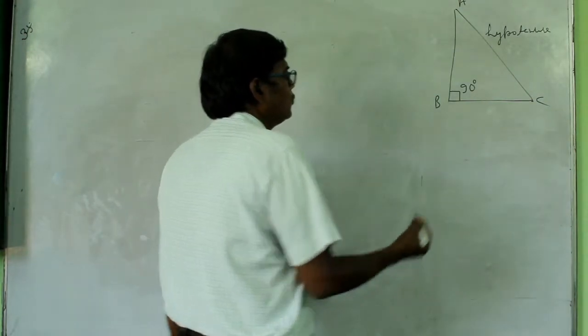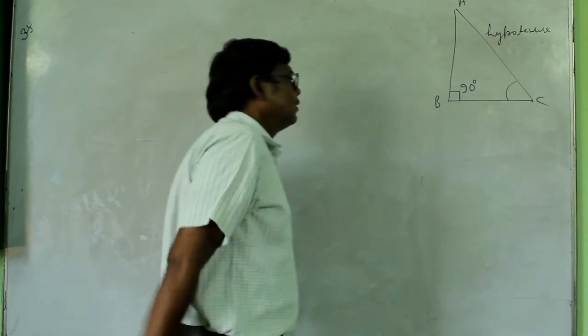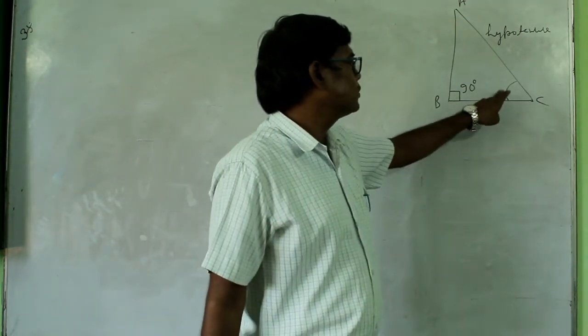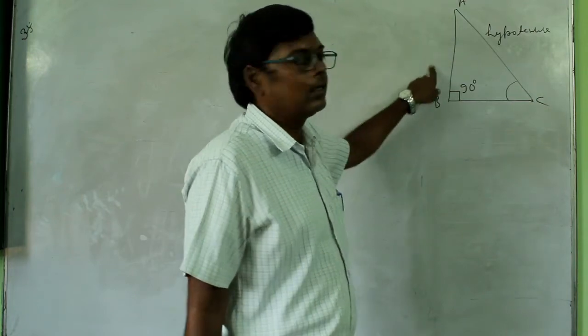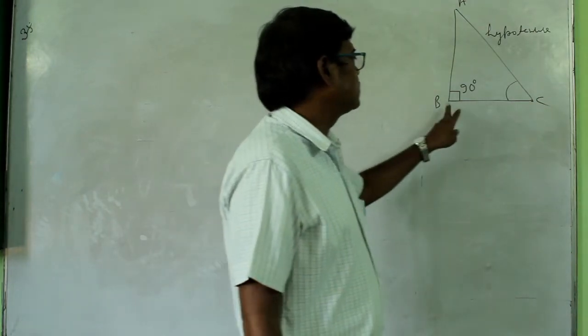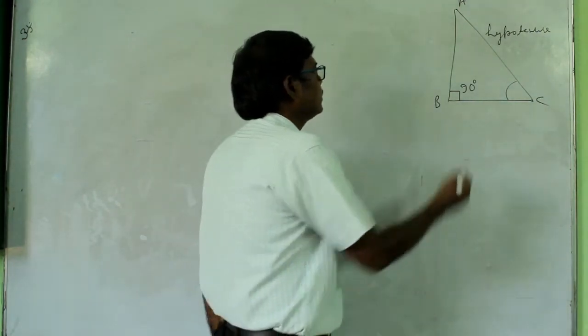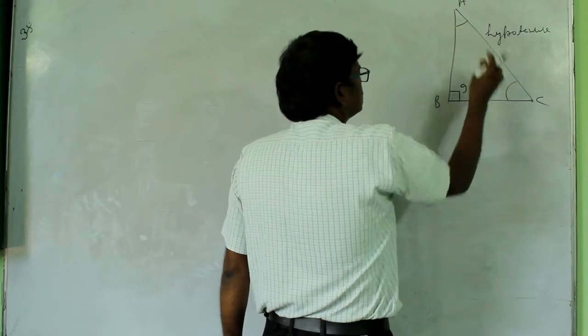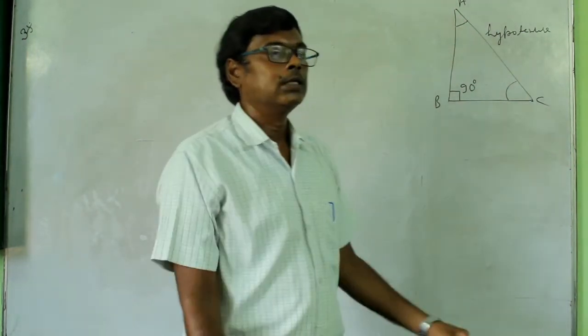So if you consider this angle, suppose angle C, then the side opposite to this angle is called the perpendicular. This is AB, so AB will be called the perpendicular, and this side will be called the base. And if you take this angle, then this side will be the perpendicular and this will be the base. So remember this.